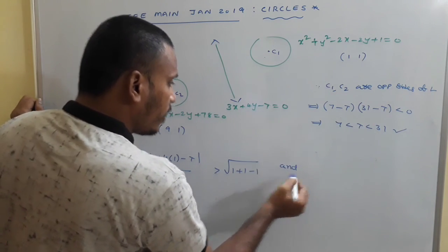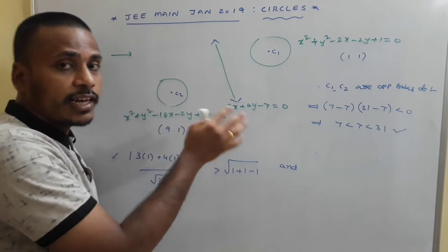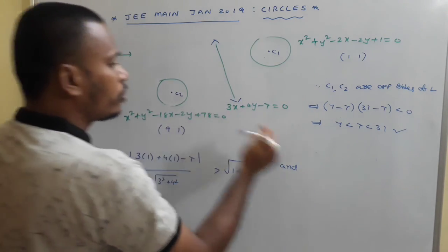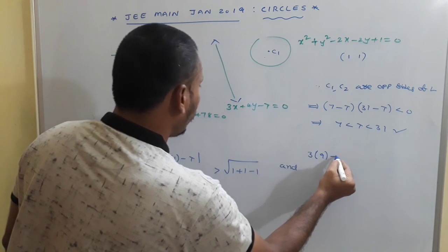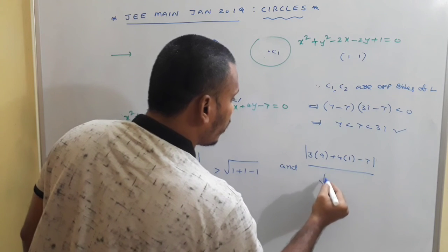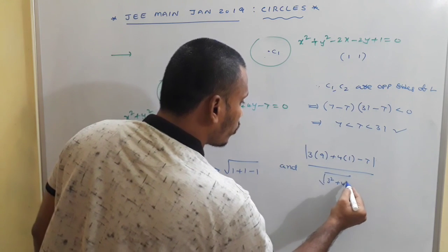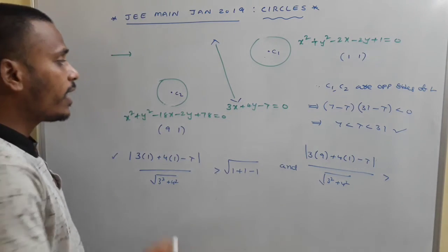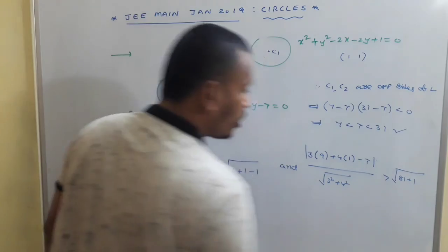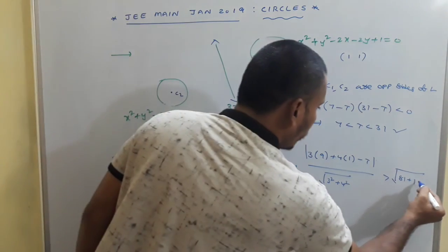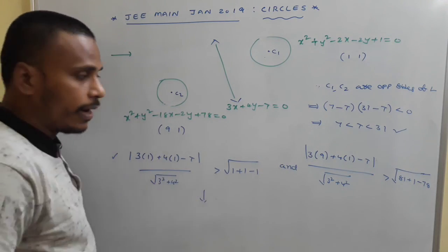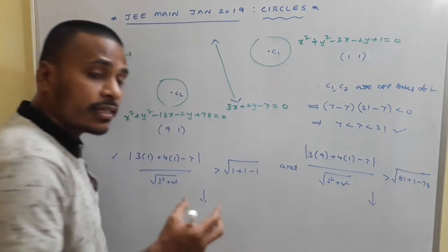And for this circle again, this line is neither a secant nor a tangent. Again here, the distance from the center to the line is greater than the radius. So substitute this point here. So modulus of 3 into 9 plus 4 into 1 minus lambda divided by root of 3 square plus 4 square is greater than the radius. What is the radius here? Square root of g square plus f square minus c, that is 81 plus 1 minus 78. Solve this, you will get a certain range of lambda.